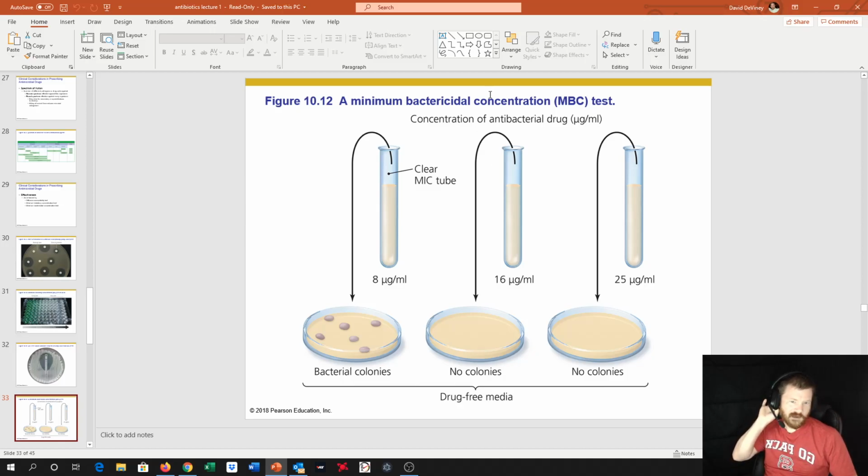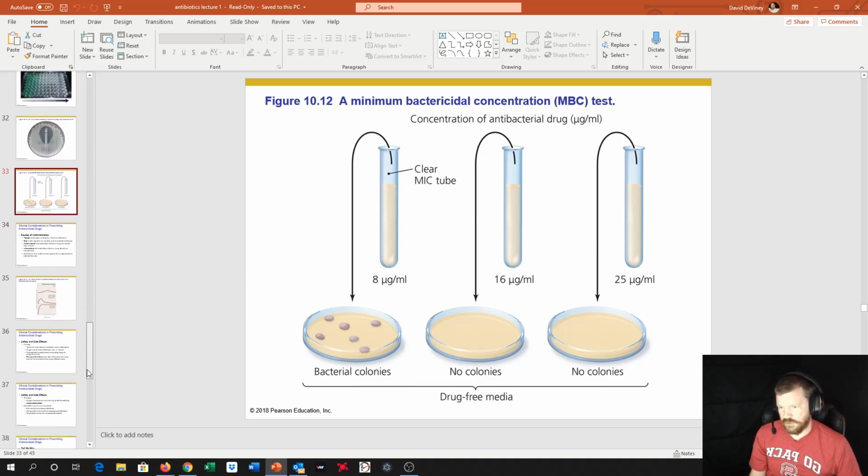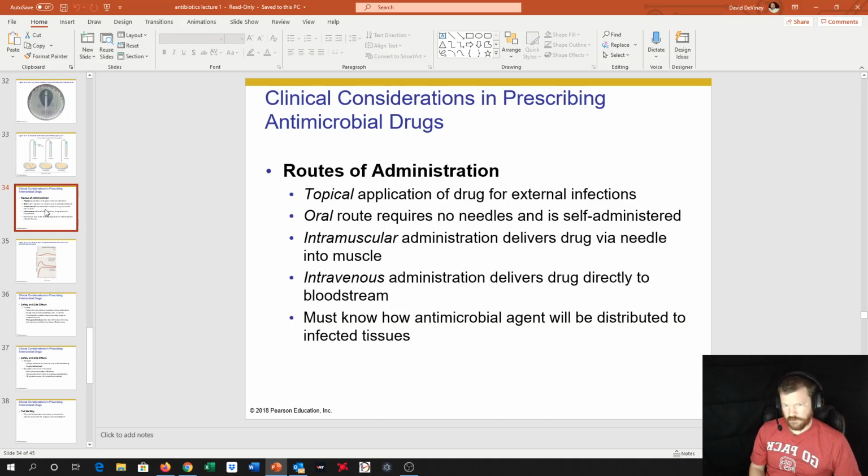Here they're talking about, again, it's just another way to figure out minimum bactericidal concentrations. So they're just varying the concentration of the drug, right? So 8 micrograms per milliliter or 16. And so here it's showing you that 8 micrograms is not effective, 16 micrograms is. And if 16 micrograms is, then probably 25 is too. But this would be probably the concentration that you would want to use to control that bacterium, and maybe not more. Right? So plenty of ways to deduce those things.